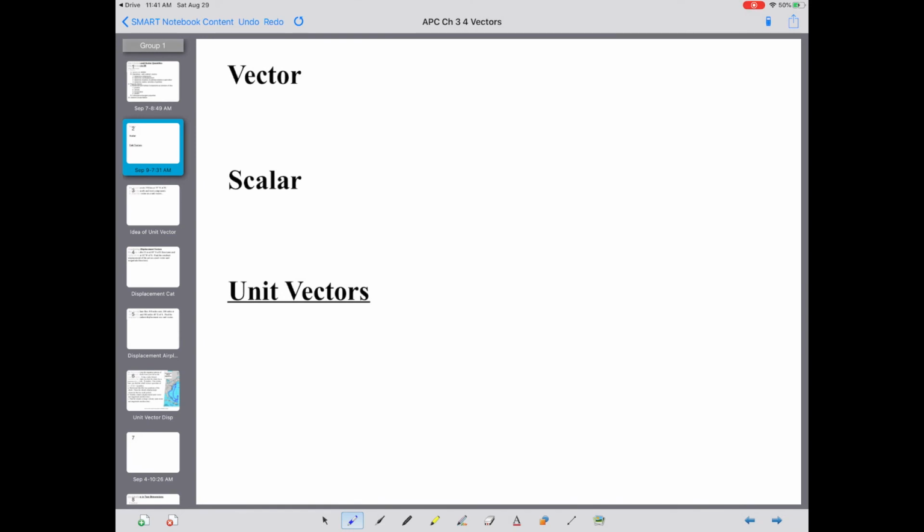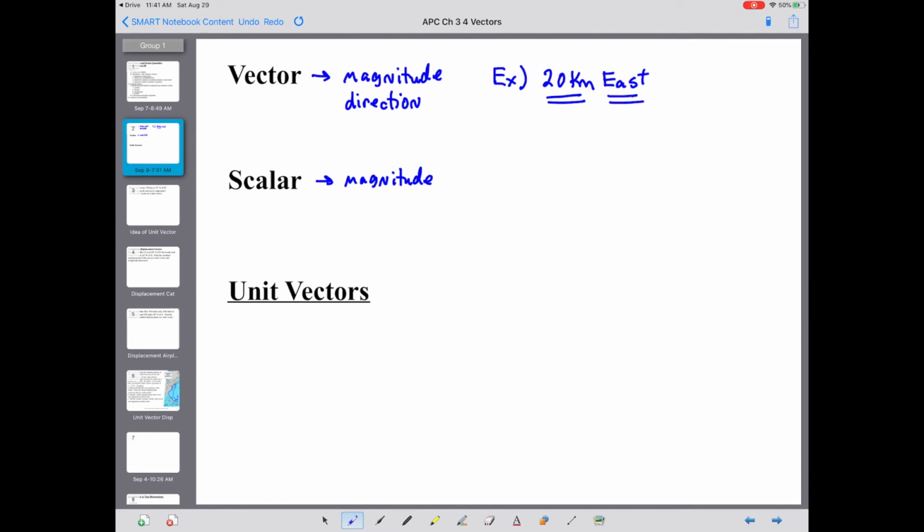So vectors are something we talked about last year. The thing to remember about vectors versus scalars is that vectors have two things. Vectors have both a magnitude and also a direction. Scalars, on the other hand, only have a magnitude. So for example, 20 kilometers east, the 20 kilometers is the magnitude, east is the direction. If I had a scalar, for example, time, 15 seconds, the number, the units, no direction needed.